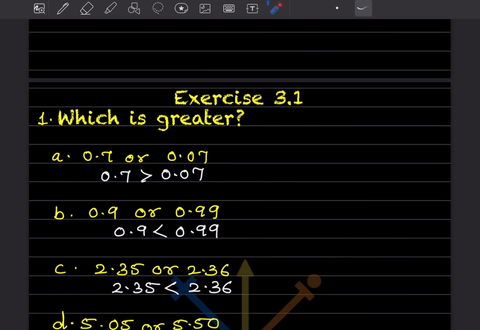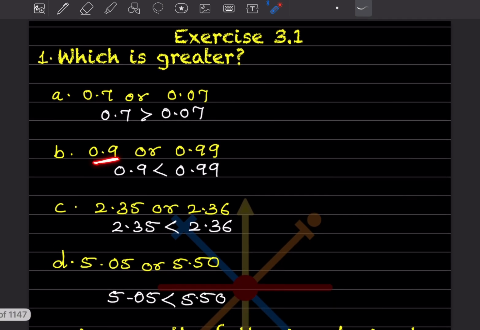So here, which is greater? Now you can see 0.7 and 0.07. After the point here there is 7 and here after the point there is 0. So definitely 7 will be greater than 0. So we can say 0.7 is greater than 0.07. Here you can see after the point there is 9 and after the point there is 99. So 0.99 is greater.